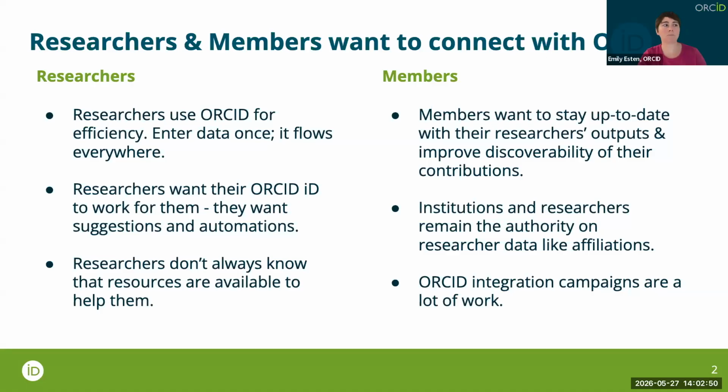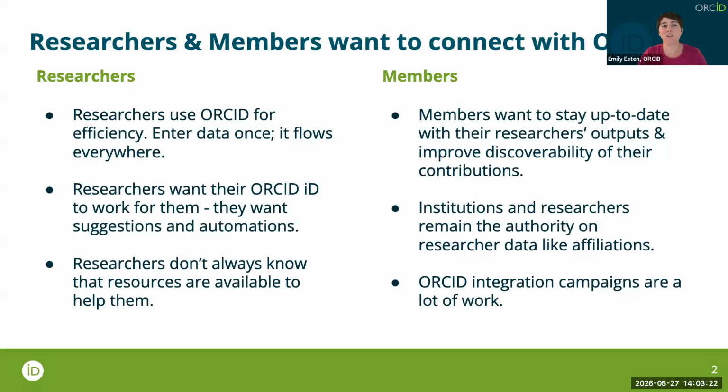But one of the challenges that researchers have is that they don't always know that there are resources available to help them. It's not always obvious what systems they can use their ORCID ID with and what kind of data is most important or most effective for being able to have that flow to other systems. On the other side, members want to use ORCID to stay up to date with their researchers' outputs and improve discoverability of their contributions. And institutions and researchers are the authority on researcher data like affiliations.